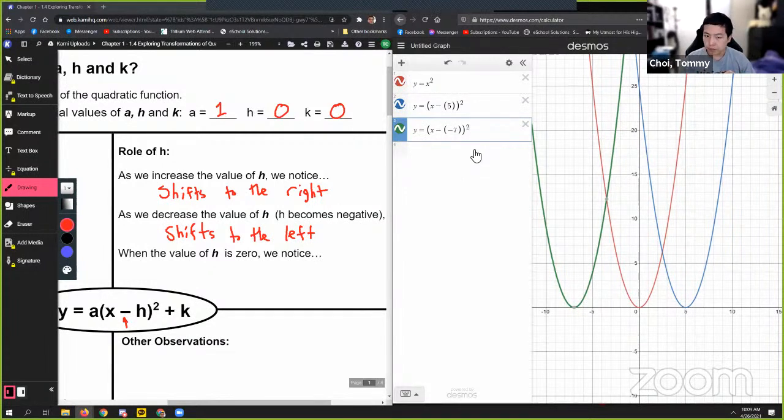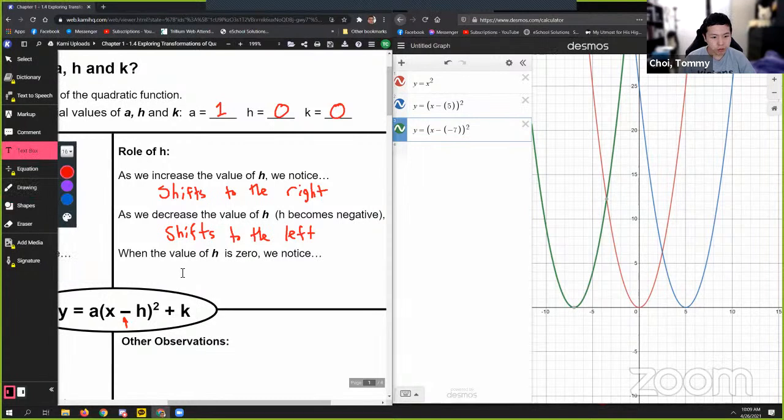Okay. And so when the value of h is 0, we notice it doesn't move. It doesn't move. Okay. That's good. As long as you're starting to understand slowly. Yeah, that's why we take it one step at a time. We make you confused, and then we try to clarify your confusion. It works out better that way.